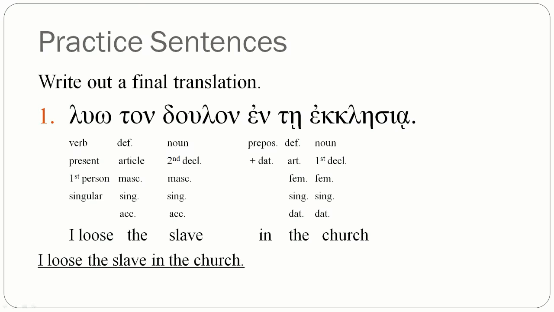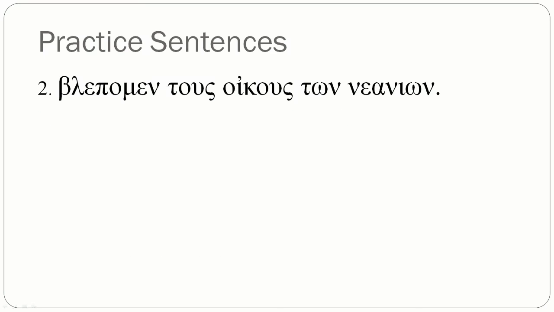All right, so there's your first sentence. I loose the slave in the church. All right, let's have a look at the next sentence then. This is actually number 2 on the assignment. Blepamen tous oikous ton neanion. All right, I'll say that again. Blepamen tous oikous ton neanion.